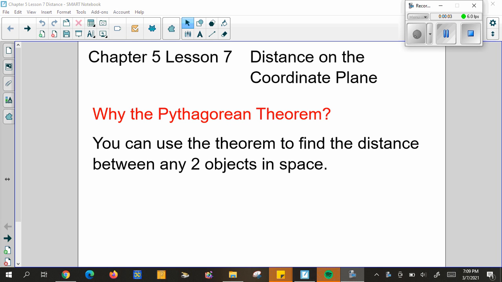This lesson is on distance on the coordinate plane. And I start off by putting why the Pythagorean theorem. You can use the theorem to find the distance between any two objects in space.